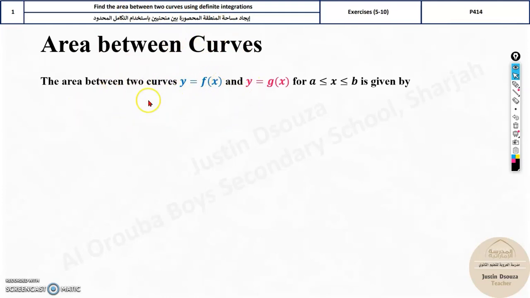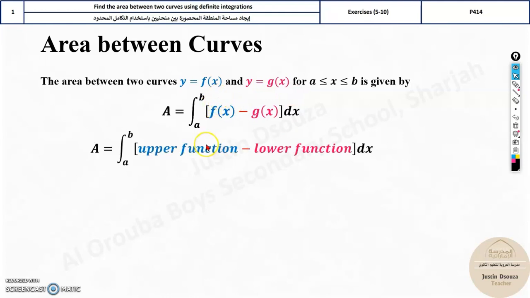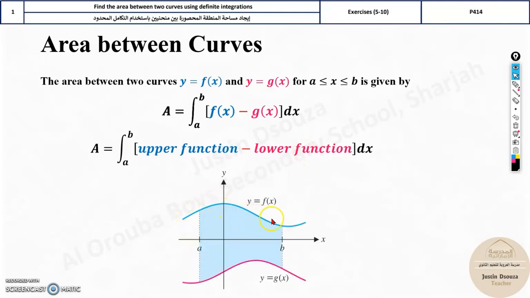Now, area between two curves. Let one curve be y equals f of x and another curve g of x. These are the limits a to b. You need to use this formula from a to b. A is the lower limit to the upper limit, the function f of x minus the other function g of x dx. Now, which function minus which other function? It's always the upper function minus the lower function. For example, this is the upper function, right? You need to subtract the lower function from it. That's it. So up minus down, top minus the bottom.